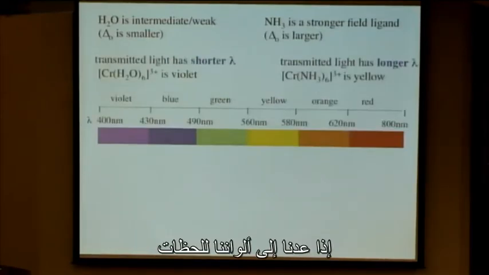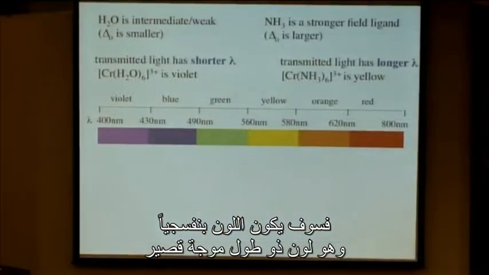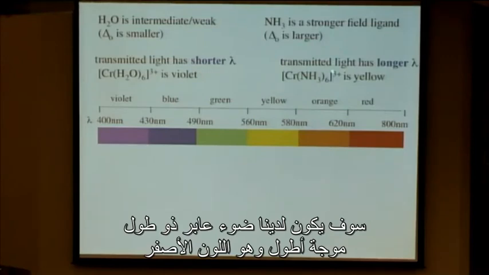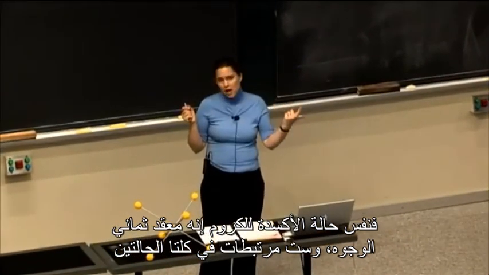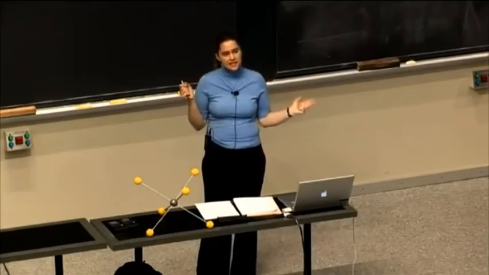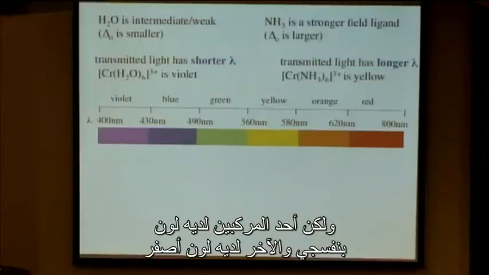So if we go back to our colors for a minute, you see that when you have the shorter wavelength, we have a violet, and that is a short wavelength. And in this case, for the strong field ligand, we are going to have transmitted light of a longer wavelength, and it's yellow. So it's the same oxidation state of chromium. It's an octahedral complex, 6 ligands in both cases, same octahedral crystal field diagrams, but yet one compound has a violet color and the other one has a yellow color.